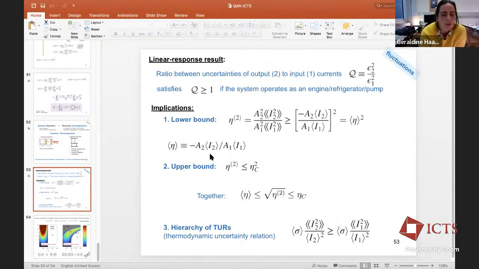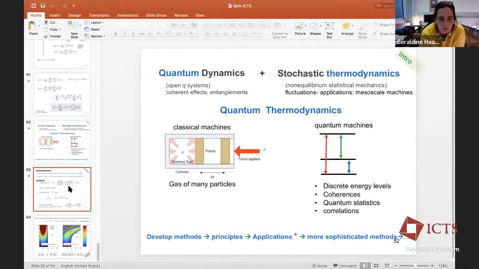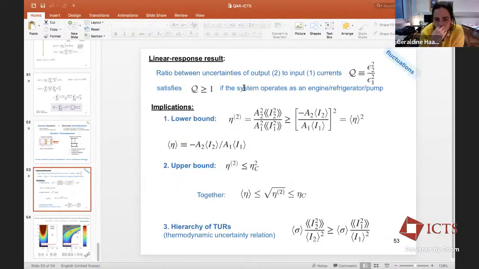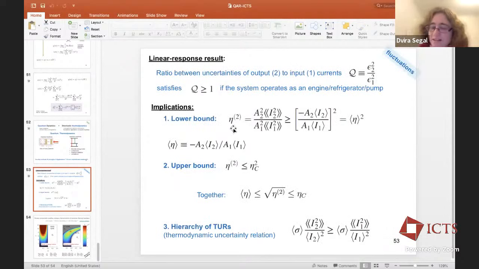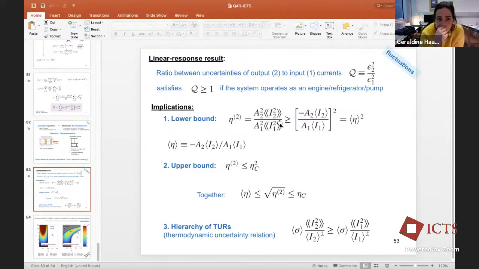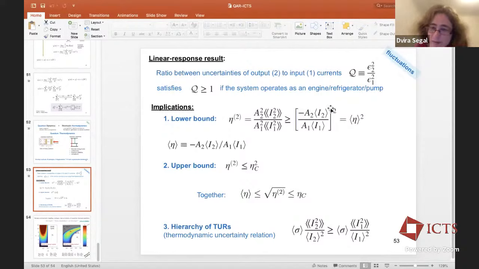Okay, but Q is related to eta 2. So directly from Q we can construct eta 2, which is specifically constructed from the output power over the input. So what we call the output current and the input one, and we get this inequality directly from Q. If Q is greater than 1, you can see just by organizing it, because Q was a ratio of relative currents. So this is really just saying Q is greater than 1, and then we get the right-hand side.